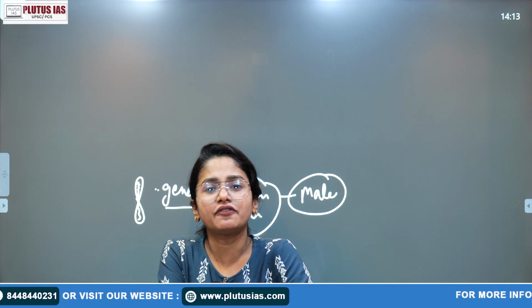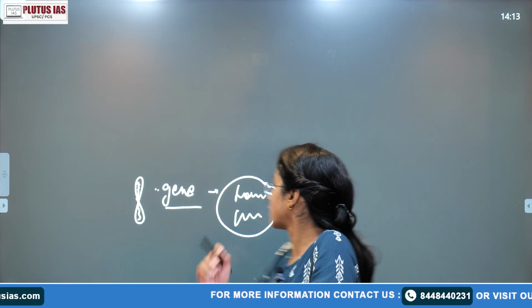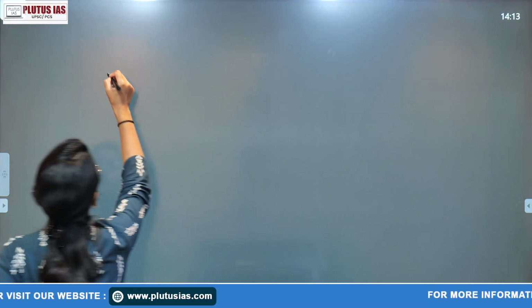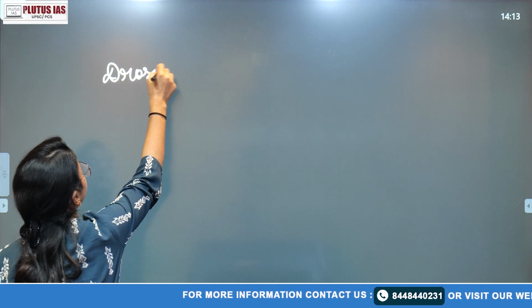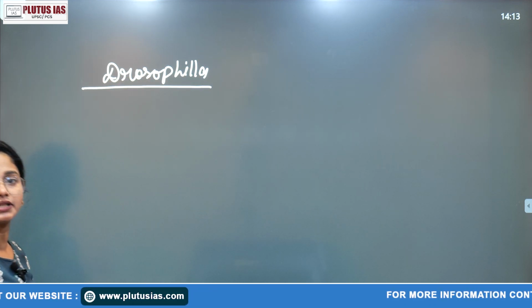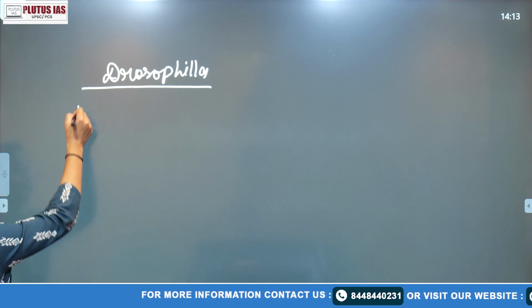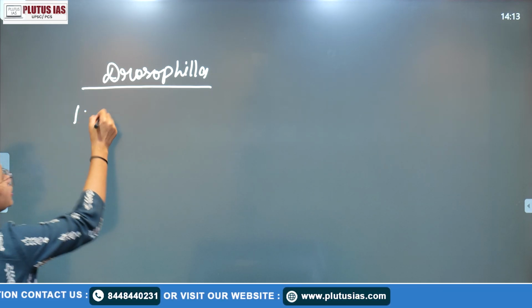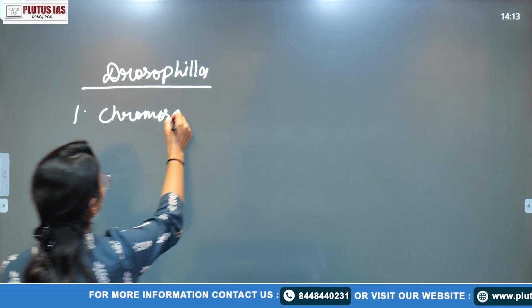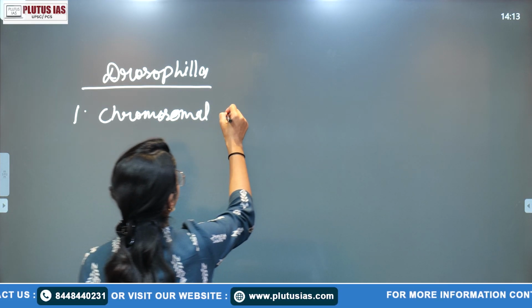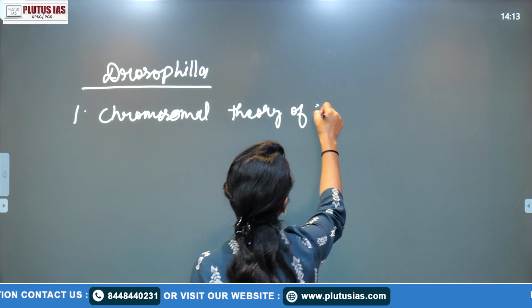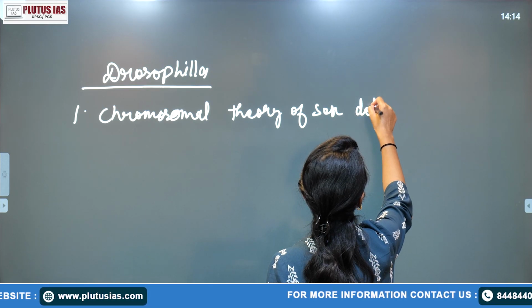So on this basis there are different types of sex determination. What are the different types of sex determination? In Drosophila, actually, there are mainly 4 types of sex determination. Actually 4 theories, better to say. So the first theory is the chromosomal theory of sex determination.